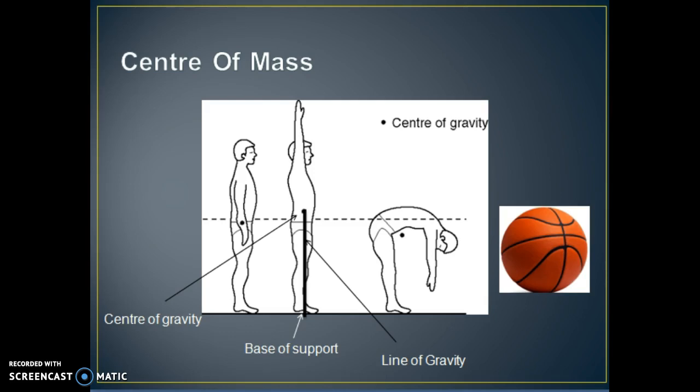So the first arrow, which is here, is your centre of gravity. Then your feet on this particular one will be your base of support, and then the point from the base of support to the centre of gravity is your line of gravity.